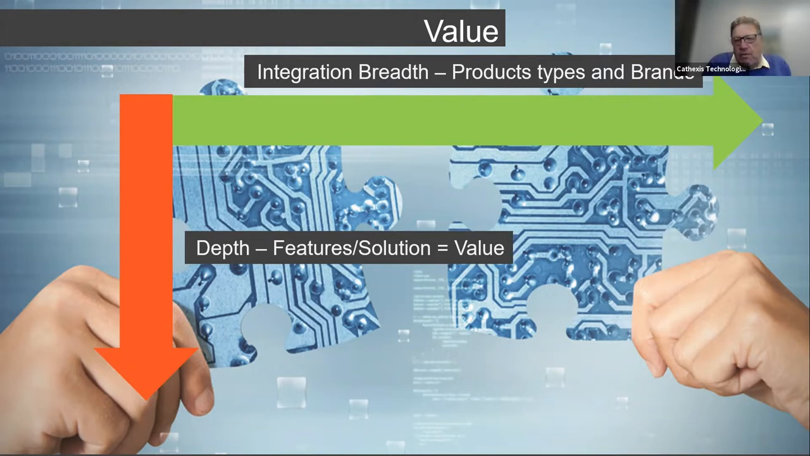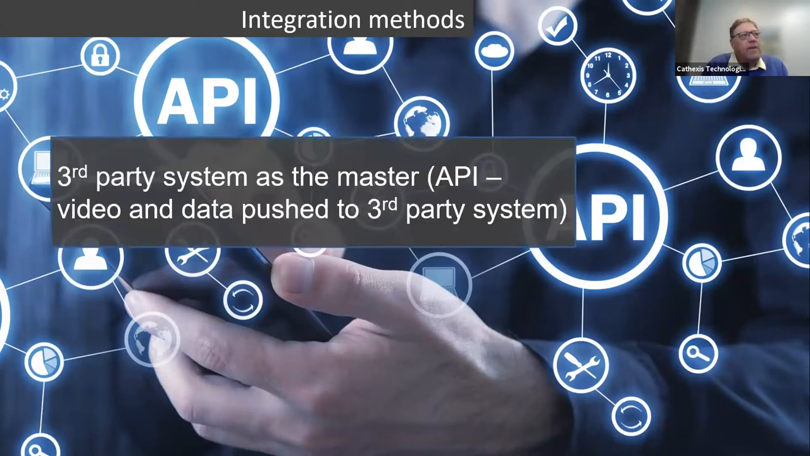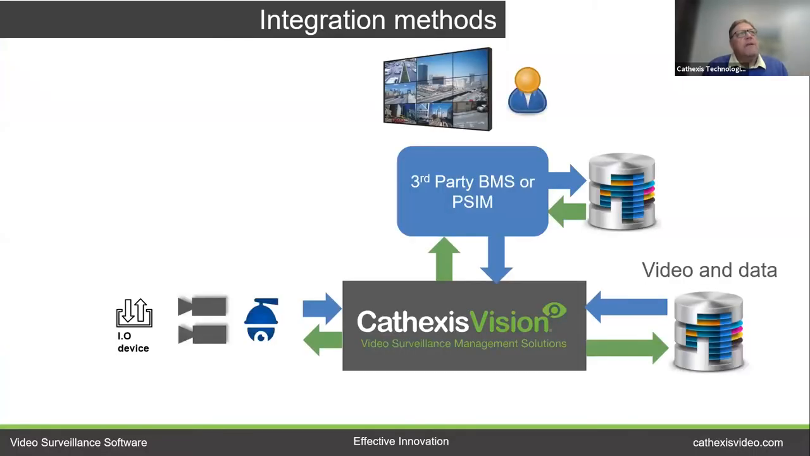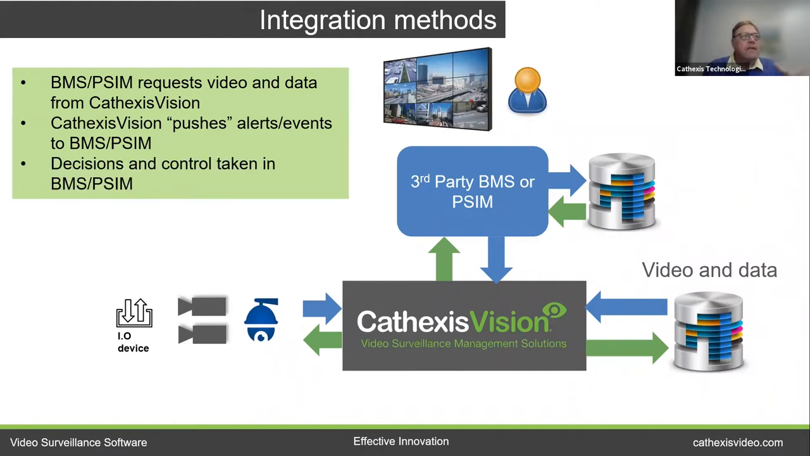So what I'm going to do now is quickly cover the couple of different ways that we integrate. There are two ways that we do integration. The one is via an API, where the third-party system, which could be a building management system or a PSIM, integrates with our system. There you can see the building management system sitting as the master. It requests video and data from Cathexis, and we can push alerts, events, and video to that product. The decision and control is taken in the PSIM or the BMS, that particular product.